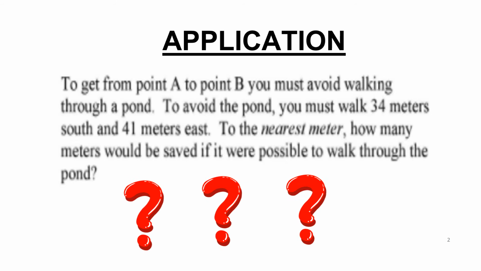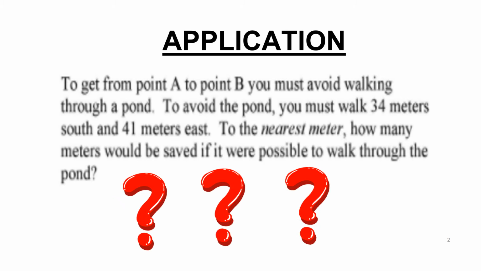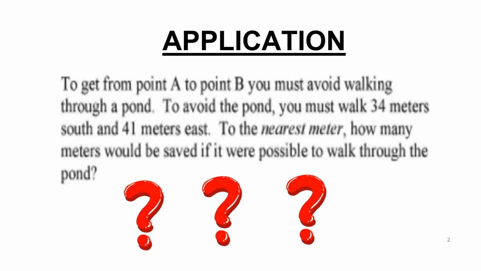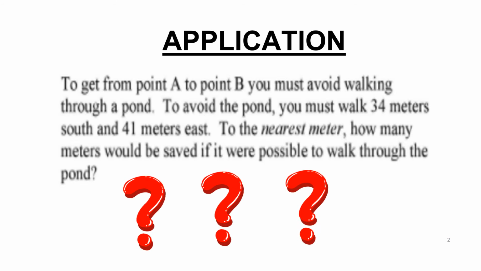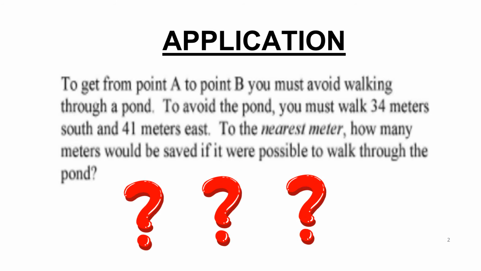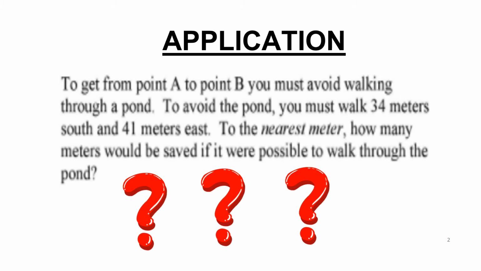It says, to get from point A to point B, you must avoid walking through a pond. To avoid the pond, you must walk 34 meters south and 41 meters east. To the nearest meter, how many meters would be saved if it were possible to walk through the pond?